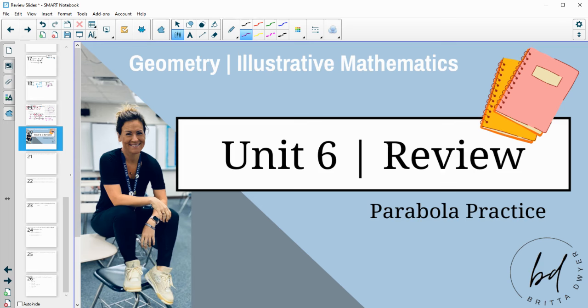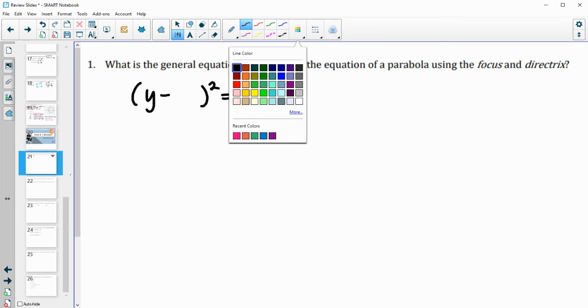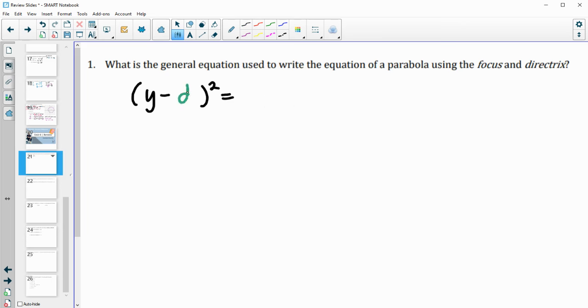All right, then finally we have parabola practice for this next part. In general, what is the equation used for a parabola using the focus and the directrix? So we have y minus the directrix squared. Okay, and so then this is going to be your directrix. And then the focus is an ordered pair. So the directrix is a line.